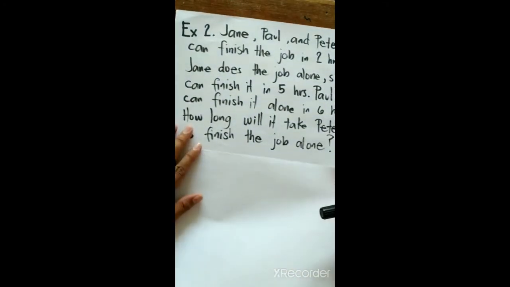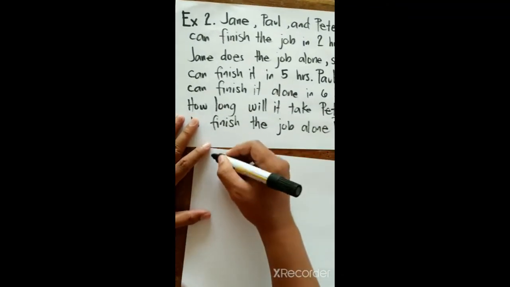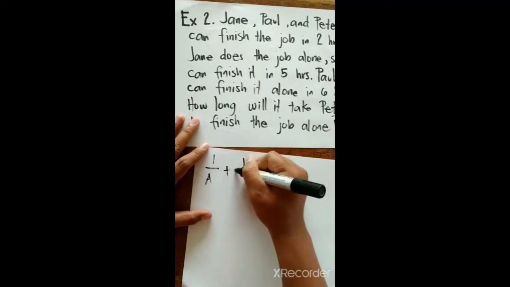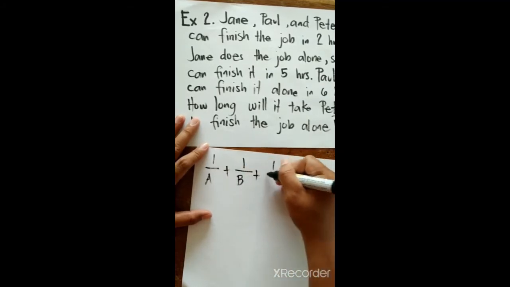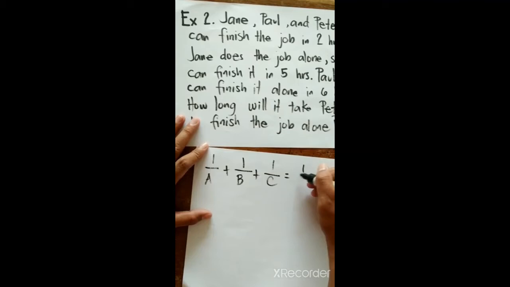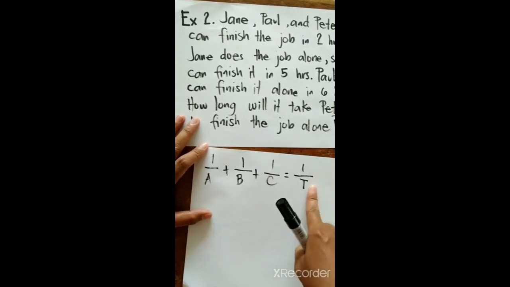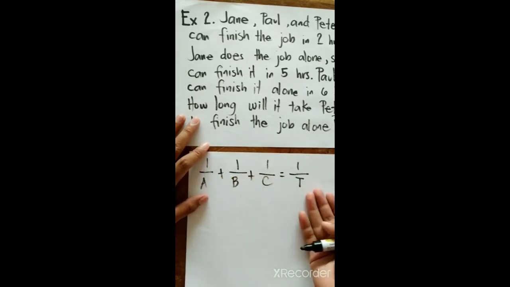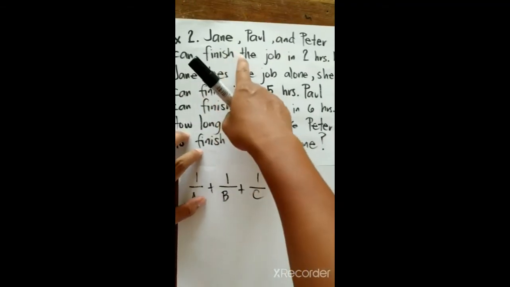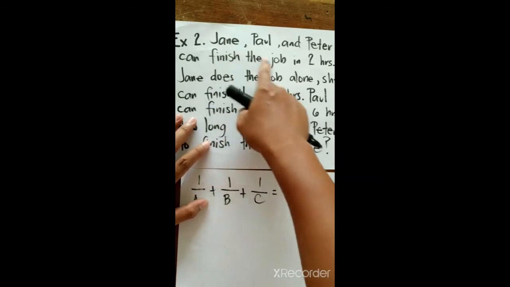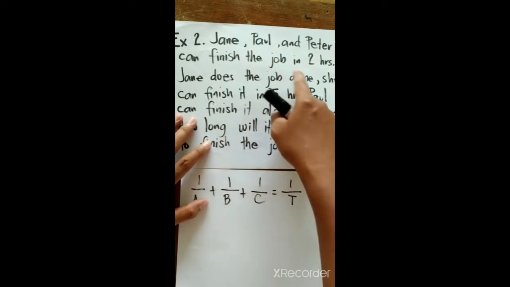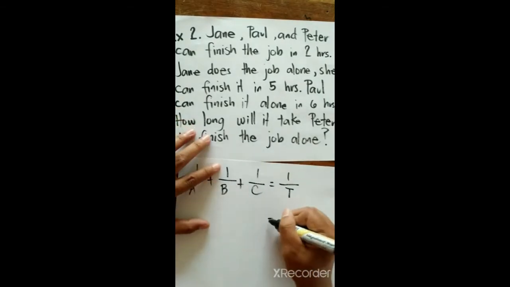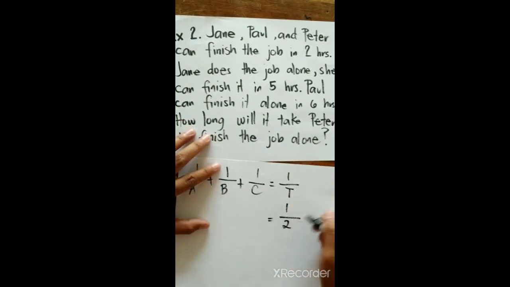Since we have 3 persons involved, we are going to extend our rational equation. It will be 1 over a plus 1 over b plus 1 over c equals 1 over t, where t is the time taken by the 3 persons working together. Let's analyze our problem first. The 3 of them can finish the job in 2 hours, so that is our t. So we are going to write 1 over 2.